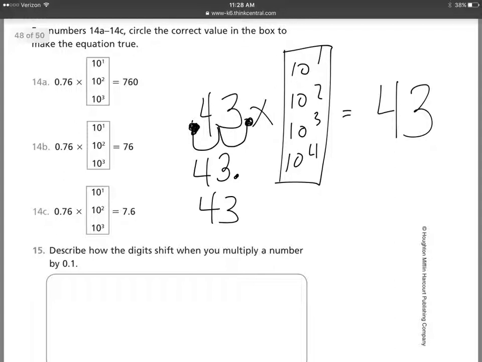Well, how many times did I move that again? Twice. And so I'm looking for a power of 10 that would make me move that decimal twice, and that would be this one, 10 to the second power. And so that's all you need to do here is figure out how many times to move the decimal and then locate the power of 10 that would tell you to move it that many times.